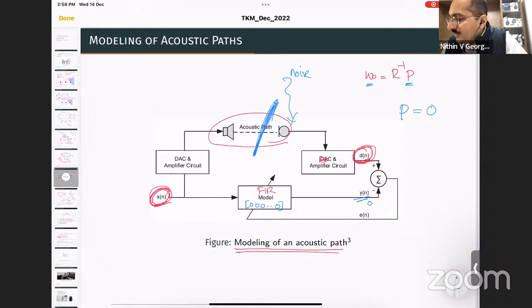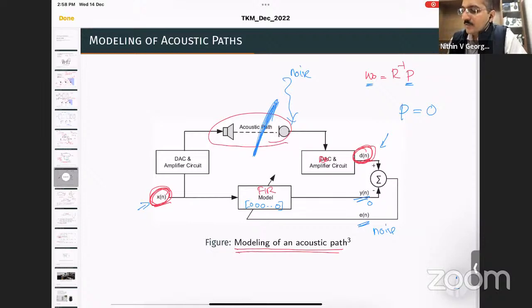Or this output will be 0. Or the error will be equal to what? Error will be equal to the noise. Okay, error will be equal to the noise. So what I am indirectly saying is I can model only signal components in D which are correlated with X. This noise is not correlated with X, so it cannot be modeled. Okay, it cannot be modeled. So this is the basic idea.